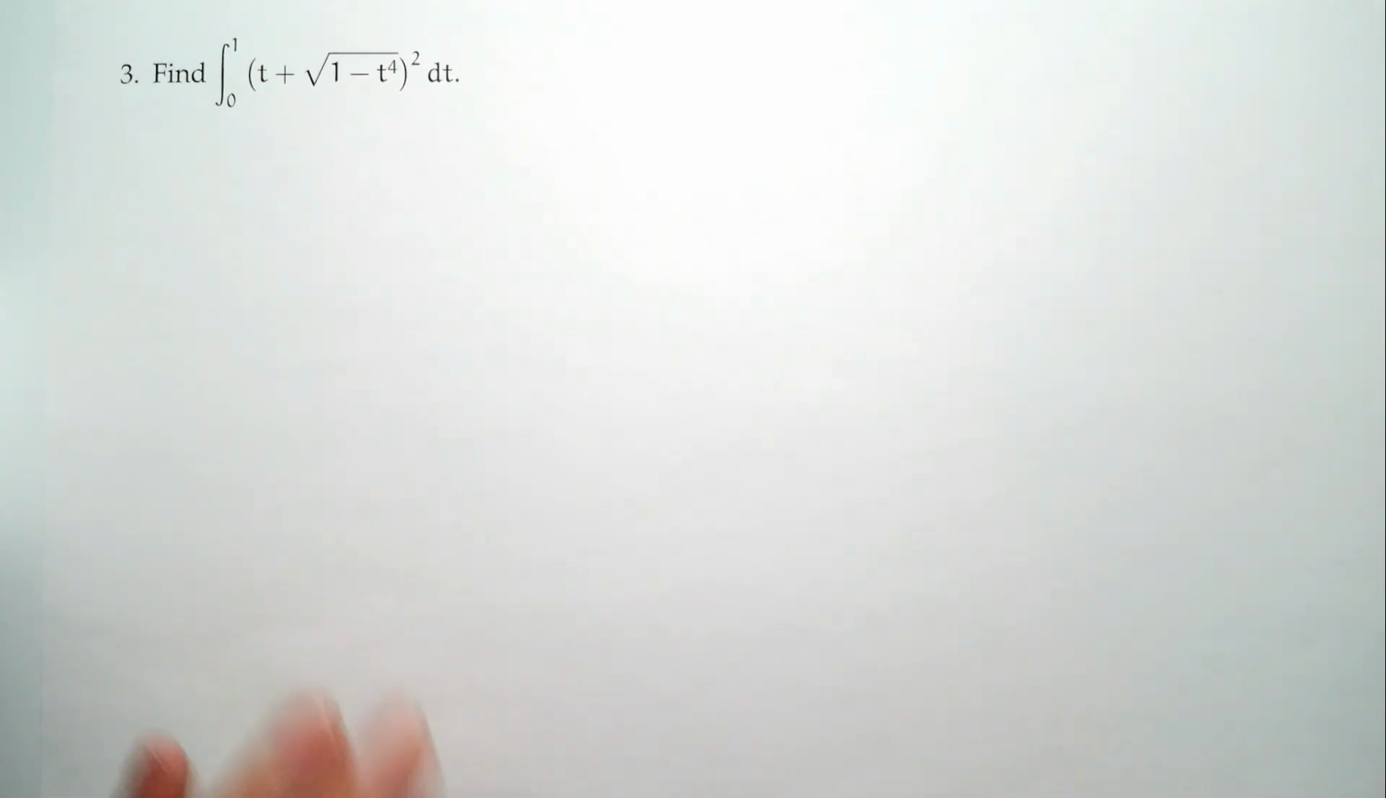All right, number 3. Find the integral from 0 to 1 of t plus the square root of 1 minus t to the 4th, quantity squared, dt. Okay, well, a couple things have changed. First off, it's a definite integral, so that's something definitely new. So our answer is going to be a number, not a function. Looking at this function right now, it's not on our list, which is okay.